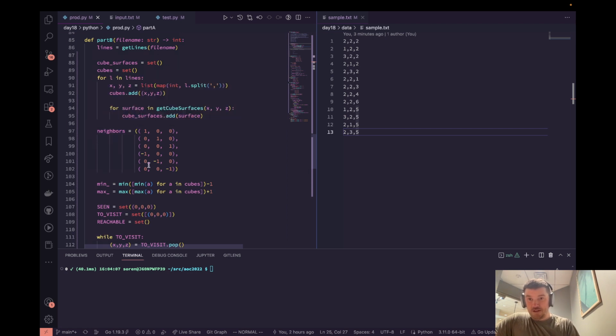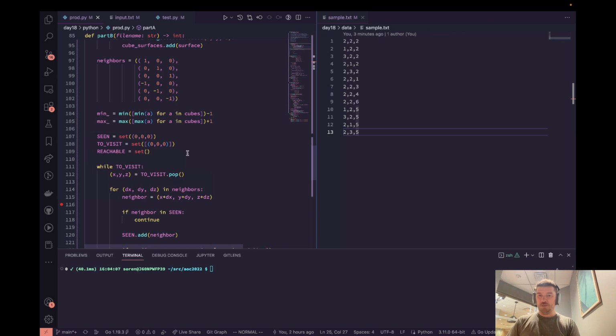Okay, then I create this neighbors array or list, which has the deltas that I need to apply to the coordinates of a given cube to find all the neighbors. So the first one will add 1 to the x coordinate. This one will add 1 to the y, z, subtract, and so on. So yep, that gives us all of them. And then I get the minimum or the maximum, and then I subtract 1 and add 1 just to make sure I don't start out in a corner that I can't get out of.